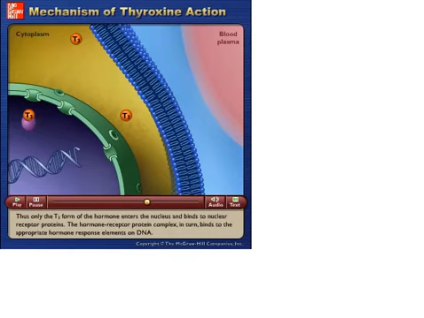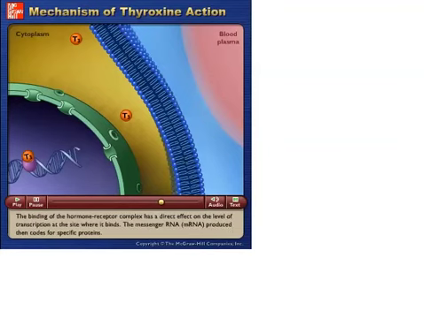The hormone receptor protein complex, in turn, binds to the appropriate hormone response elements on DNA. The binding of the hormone-receptor complex has a direct effect on the level of transcription at the site where it binds. The messenger RNA, mRNA, produced then codes for specific proteins.